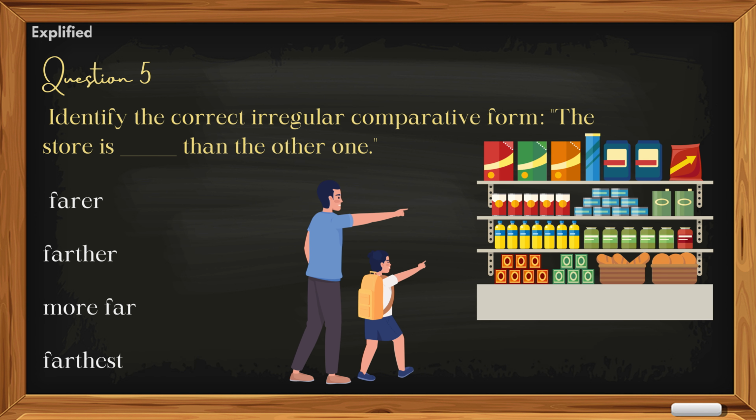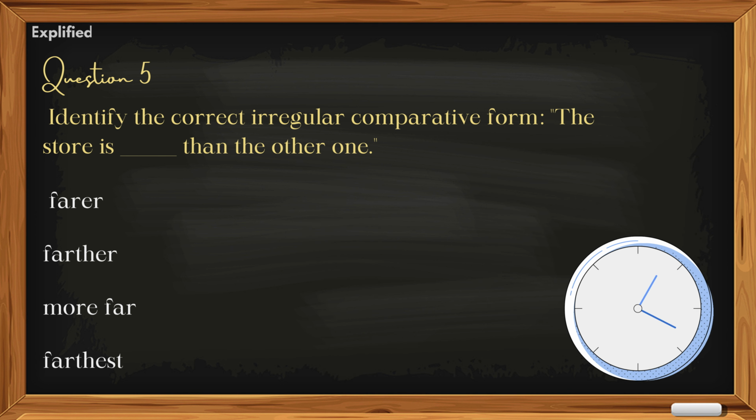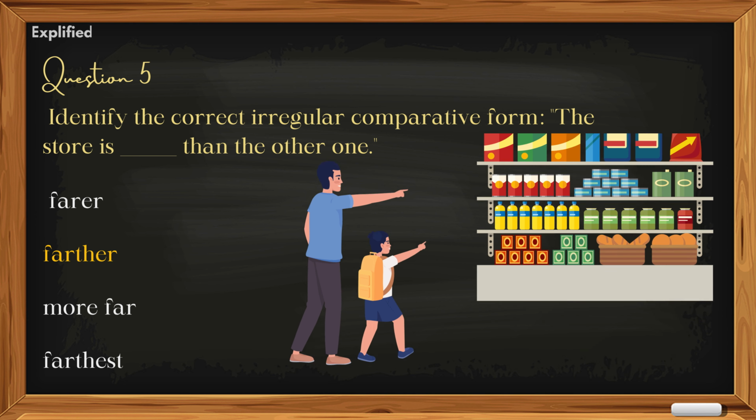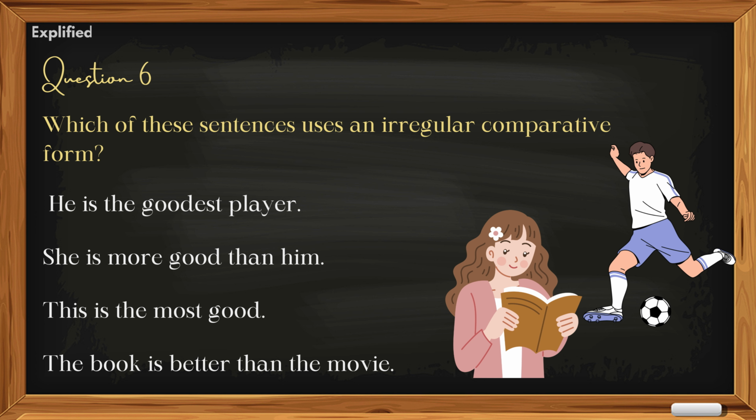Question 5. Identify the correct irregular comparative form. The store is dash than the other one. Far. Farther. More far. Farthest. Answer: farther.